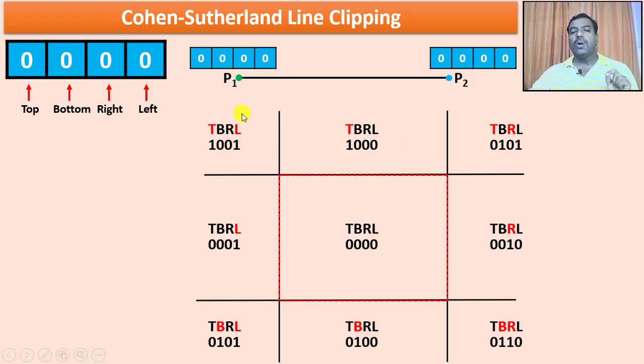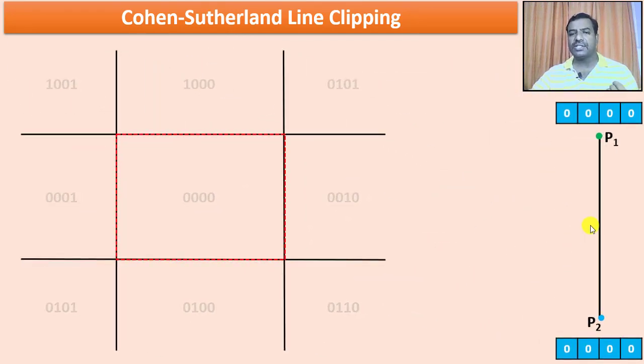Now wherever the point lies, it should lie in one of these regions, and that region's binary 4-bit value will be stored as the region code or the region bits. We will see with an example how this is done. I hope you have understood how this works, how we have divided the screen into 9 regions, and what the region codes for these 9 regions are.